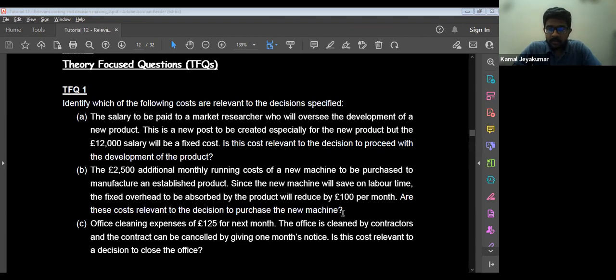Now in scenario B, there are two types of costs. You have a 2,500 pound additional monthly running cost and a 100 pound savings. So either you have to put separately whether each one is relevant or not relevant, or you can put the total relevant cost for scenario B, the number. Guys, these are very simple questions. What you will get in your exam will be more complicated. If you can't answer these questions, it will be difficult when you go to scenario type decision making related questions in relevant costing. Please try these questions out and put the answers in the chat box.